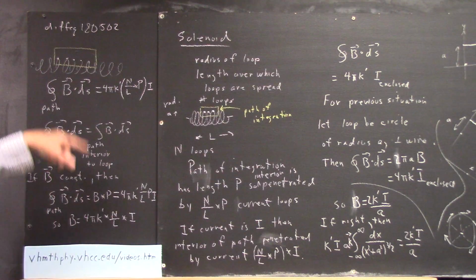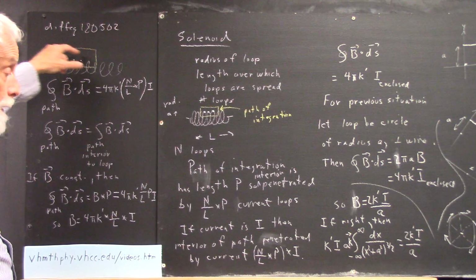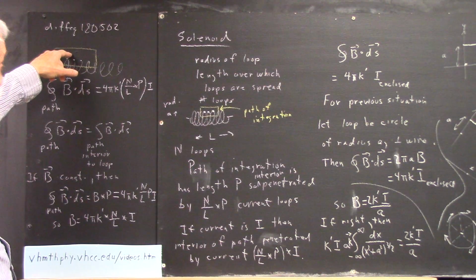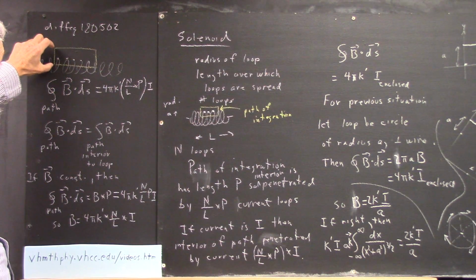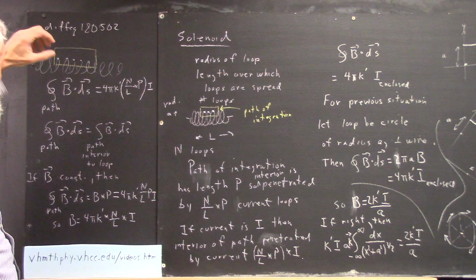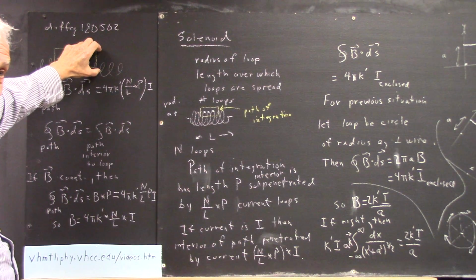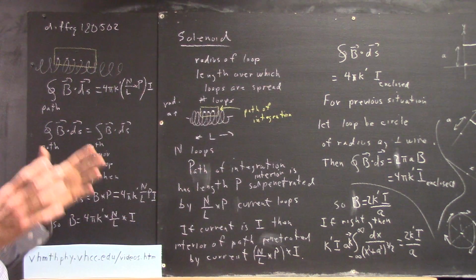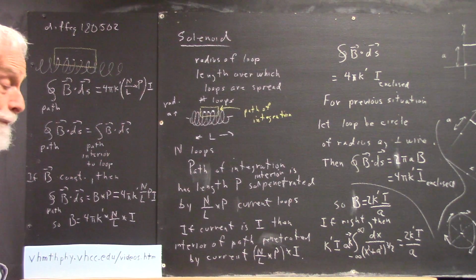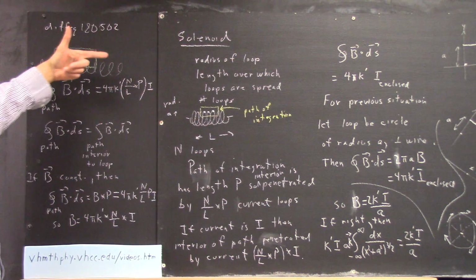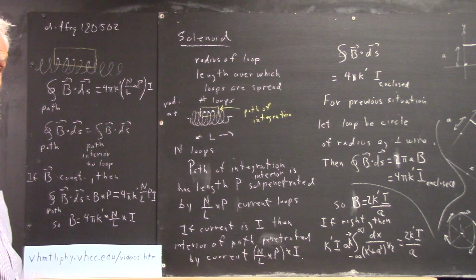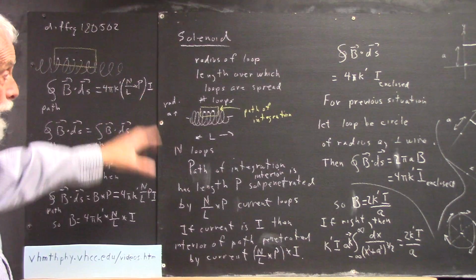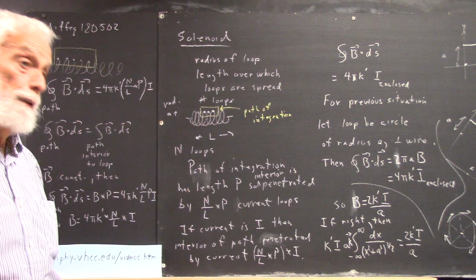I didn't prove and didn't even argue why the magnetic field out here cancels, or why it's not contributing along here and here. These are all approximate assumptions, but they're very close to being accurate. And along here and here, the field is perpendicular to these things, so it's not contributing to the line integral. Those are the kind of things you have to think about if you're doing more advanced electromagnetism.